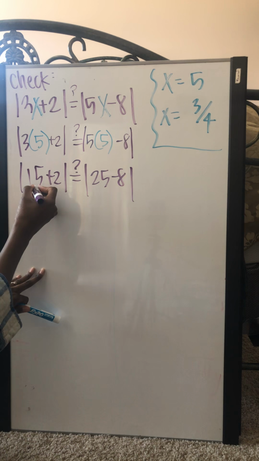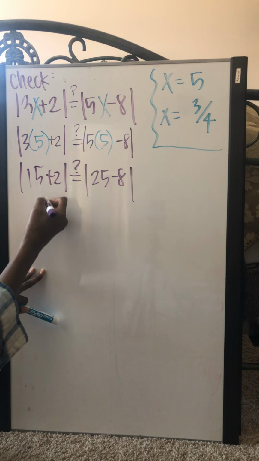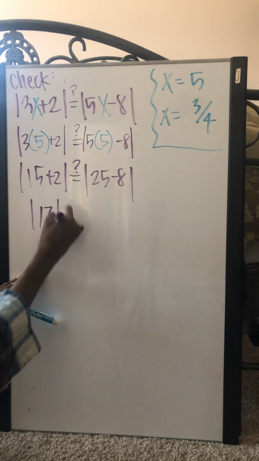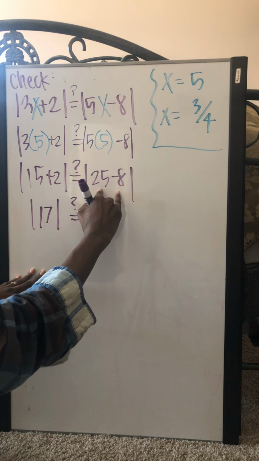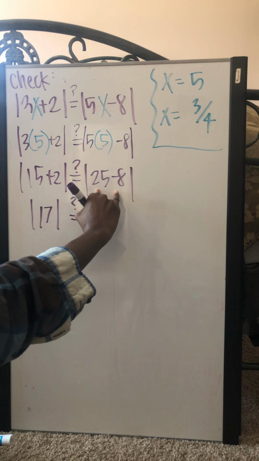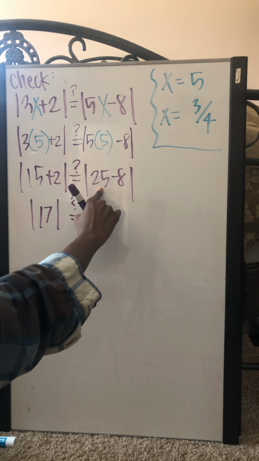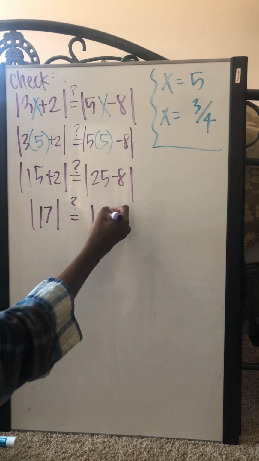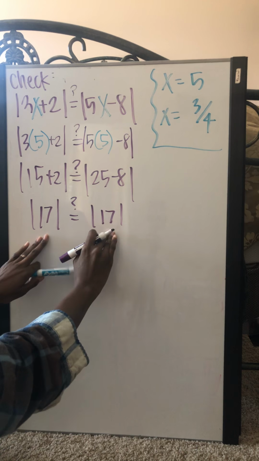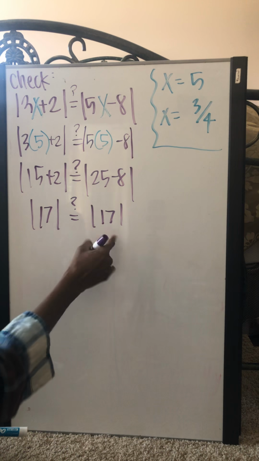Okay, and then here we get 15 plus 2. It's going to give us the absolute value of 17. And then over here, 25 minus 8. If we do minus 5, that gives us 20, and then minus 3 more would give us 17. So does the absolute value of 17 equal the absolute value of 17?